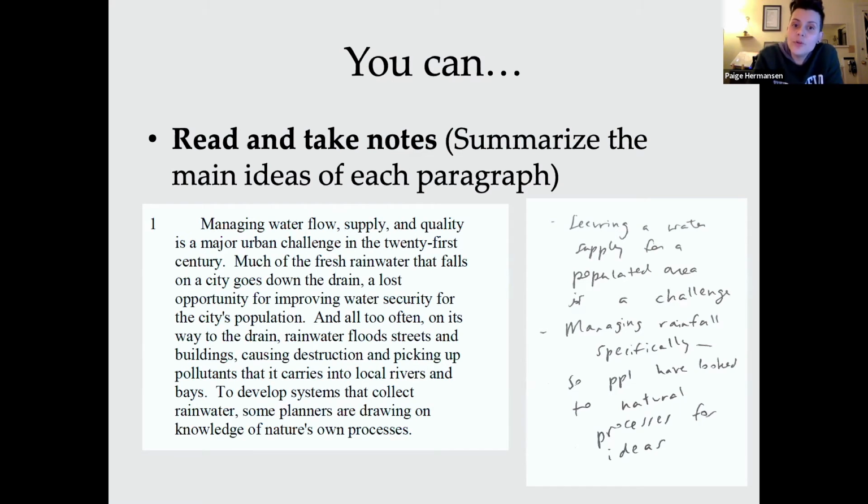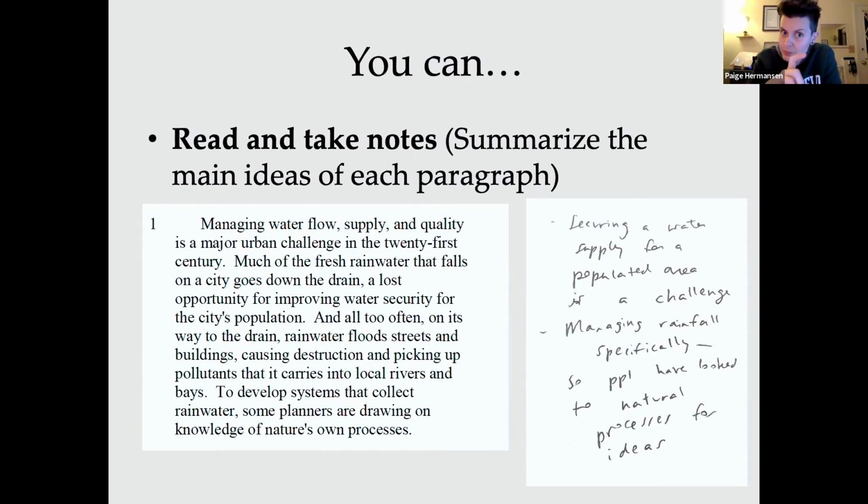So I wrote in my little notes, securing water supply for a populated area is a challenge, managing rainfall specifically. So people have looked to natural processes for ideas. That is just, in my own words, how I understood the main idea of that passage. The benefit of that is that if I am asked to give, for example, the main idea of that paragraph, I already know it. If I am asked to go back and look at, as we'll see later, if I'm asked to outline the ideas in the paragraph, I will have a much better understanding of them to do that more quickly, right? So that is the first paragraph of that passage, by the way.